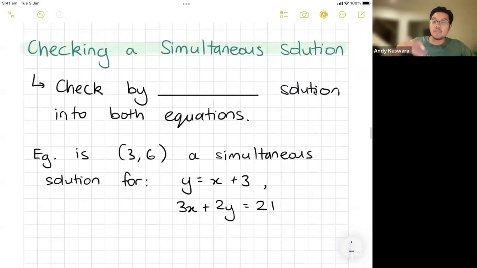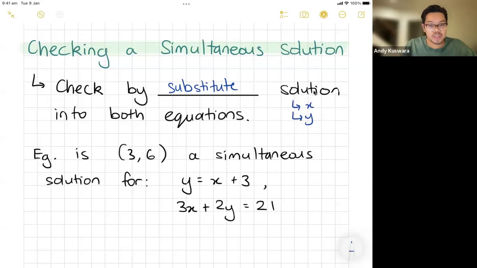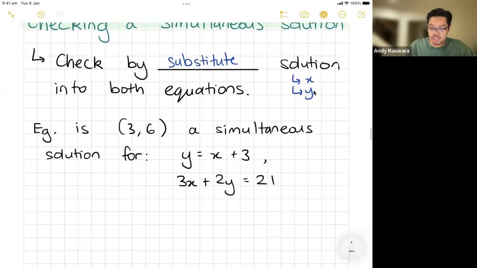Another thing you'll often be asked to do is check if an answer is a simultaneous solution to your two equations. With checking, it's a little bit easier. You don't have to do a lot of work. You just have to substitute the solution into both equations. Remember there's an x value and a y value, so you have to substitute in both. The example would be: is (3, 6) a simultaneous solution for y equals x plus 3 and 3x plus 2y equals 21? Let's check.